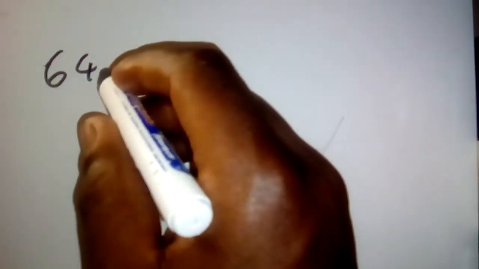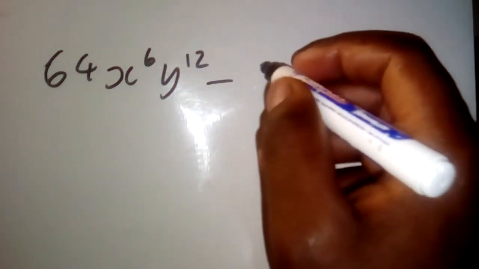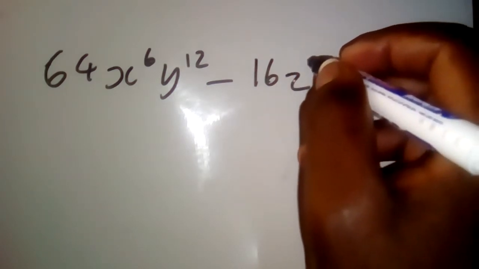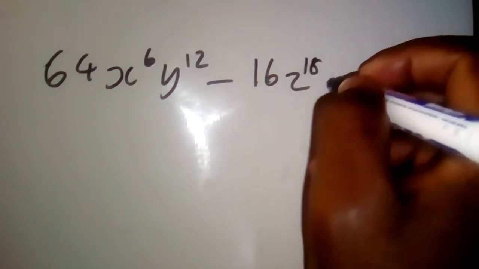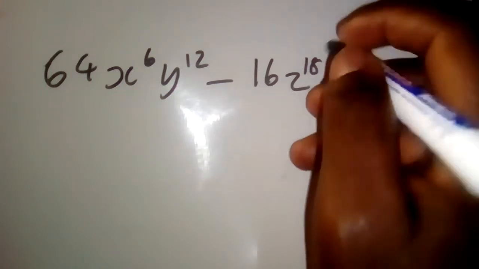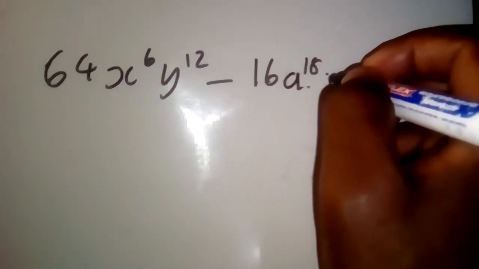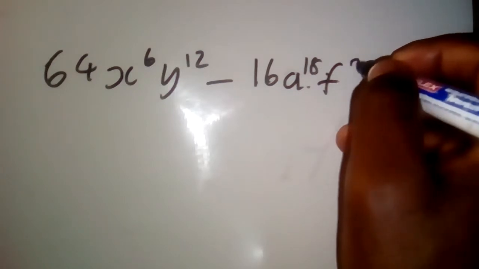You can actually try the next one I'm going to give you. Just pause the video and press play after you're done writing to compare your answers. So let's say we have something like this: 64x to the power of 6 y to the power of 12 minus 16 a to the power of 18 f to the power of 20.